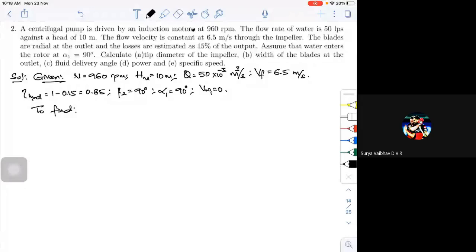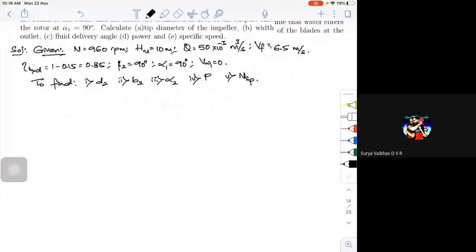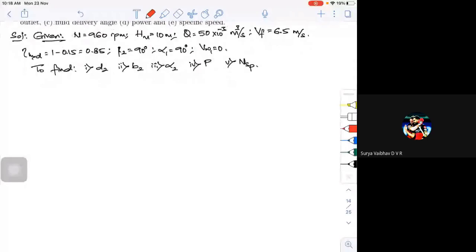To find the first quantity, it is your exit diameter, that is D2, then the exit width, that is B2, then your fluid delivery angle, that is alpha 2, then your power, then the last one is your specific speed. These are the 5 quantities which we are supposed to find. Now let us try to draw the velocity triangle first, then we'll try to solve it.